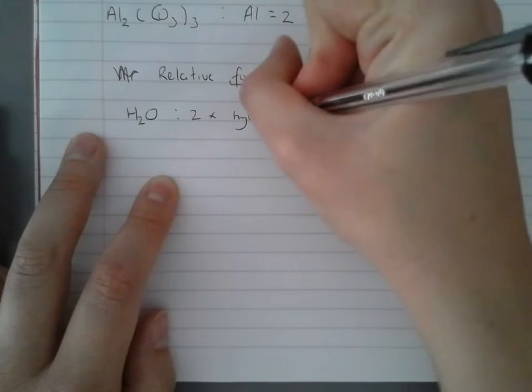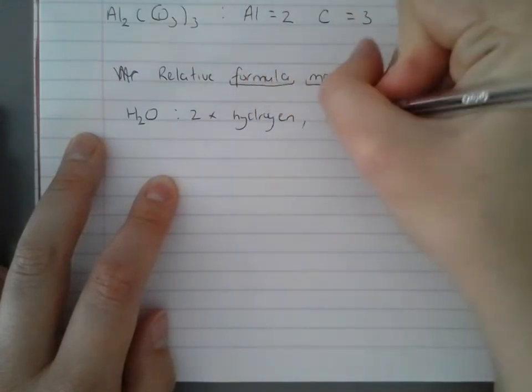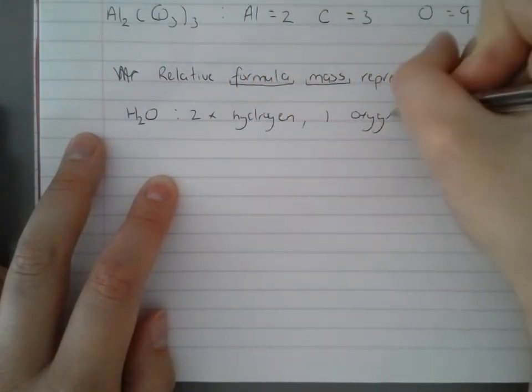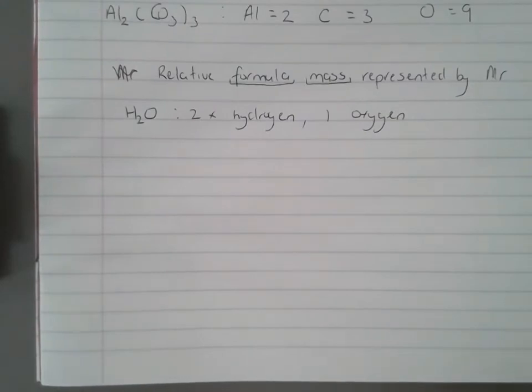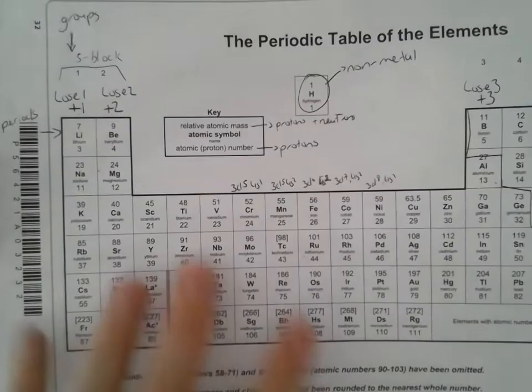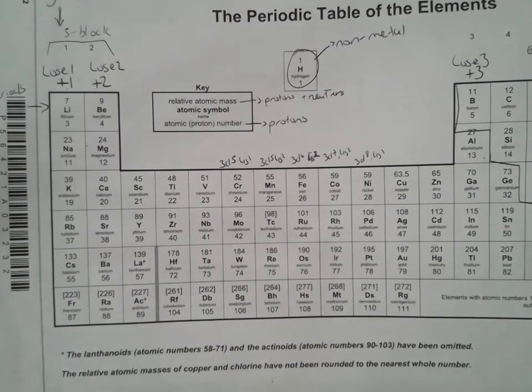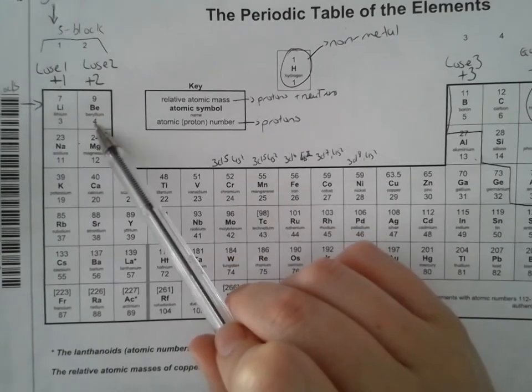Okay, because we can read formulas, we know we've got 2 hydrogens and we have got 1 oxygen. But I want to know what the relative formula mass of H2O is. For that, I need to go to my periodic table. And when I do, I will see that all of the elements on the periodic table have 2 numbers next to them. So if I look here at beryllium, it's got a 9 and it's got a 4.